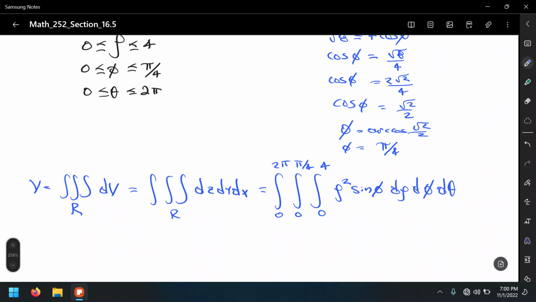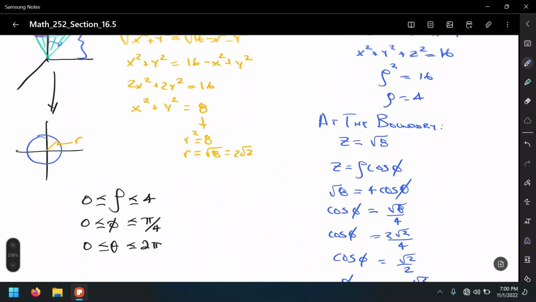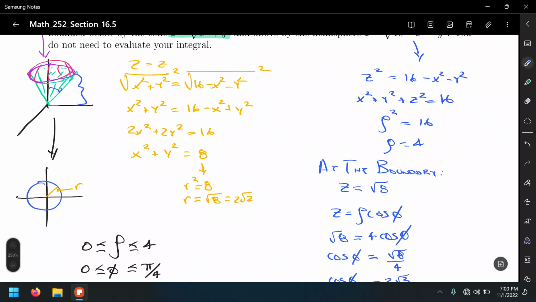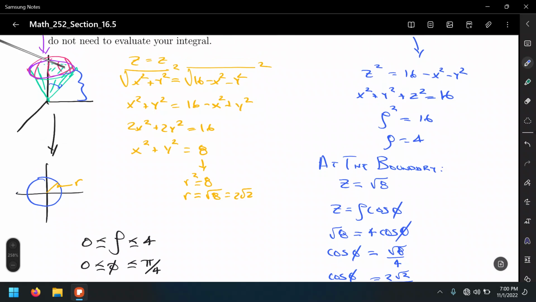Kyle? At the boundary section, how did you know that z was your rate? Which one? At the top when we were doing the boundary, right? Oh yes, because it's the intersection. This boundary right here is the height z where the sphere and the cone intersect. So that's the intersection in this case.